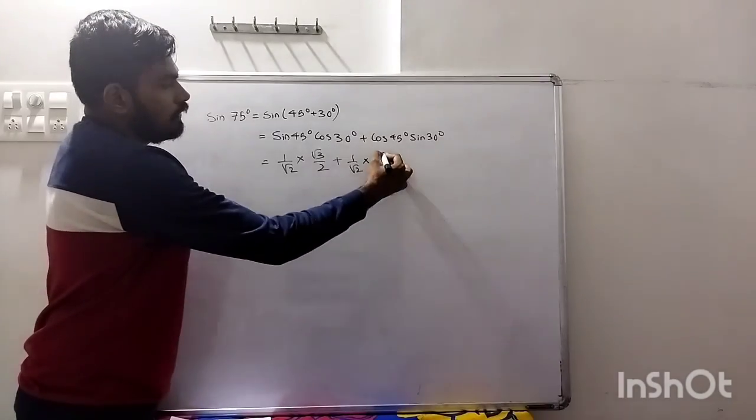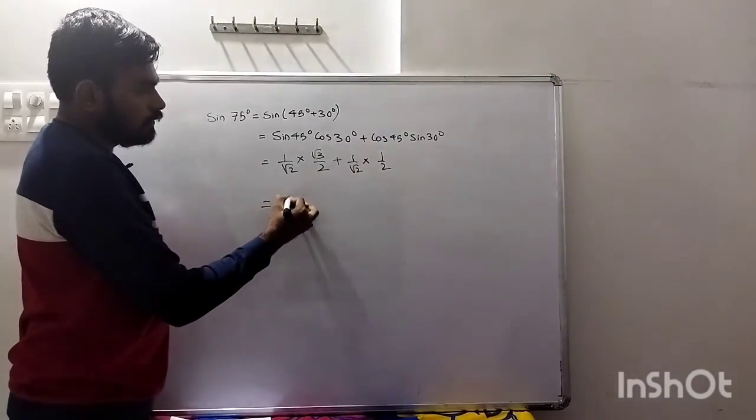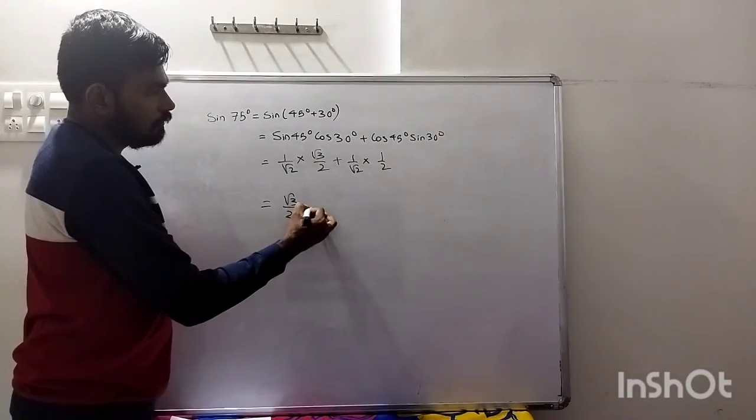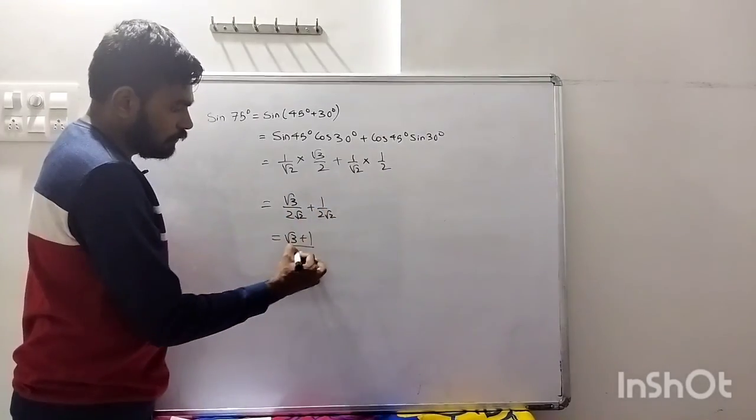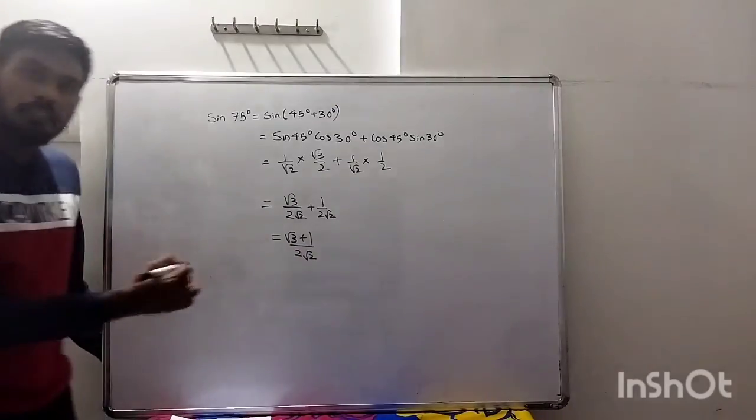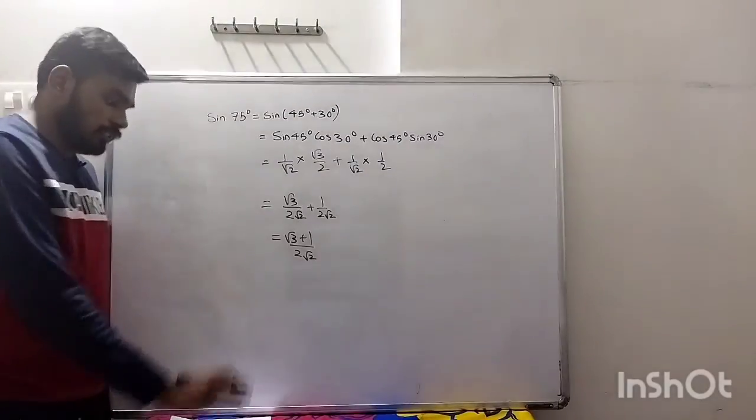Cos of 30 degrees is what? Root 3 by 2. Cos of 45 degrees is 1 upon root 2, and sin of 30 degrees is what? Half. Okay, so root 3 upon 2 root 2 plus 1 upon 2 root 2. Root 3 plus 1 upon 2 root 2. This is the answer. Sin of 75 degrees is this.